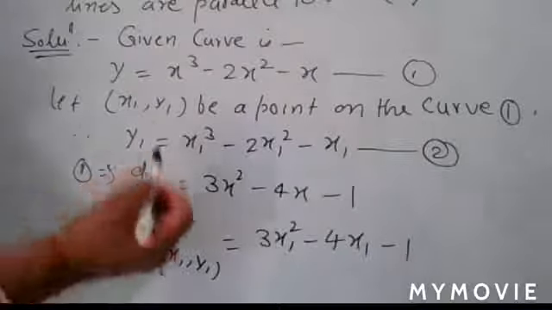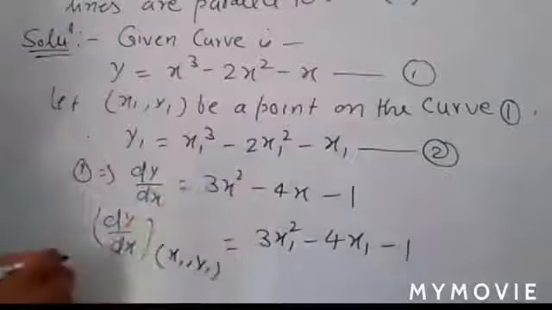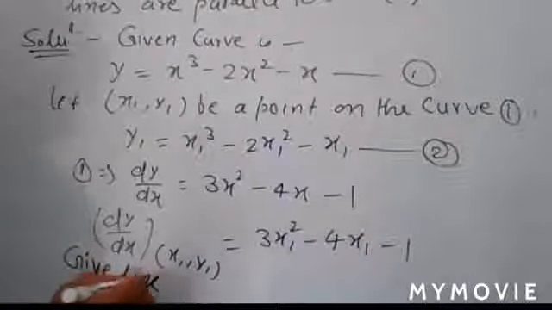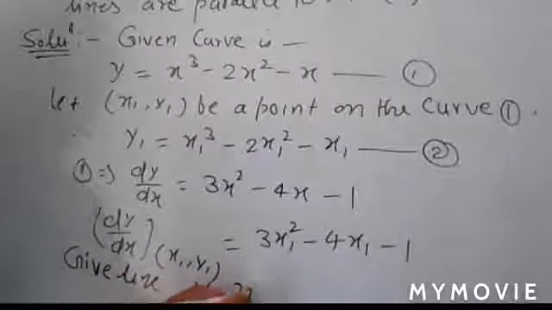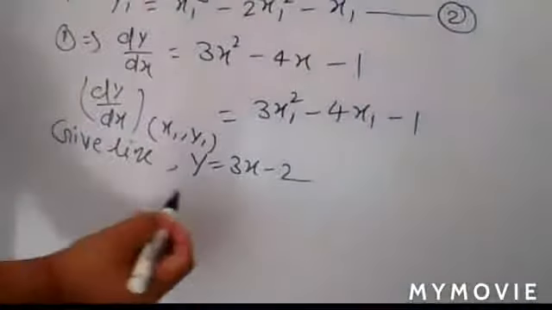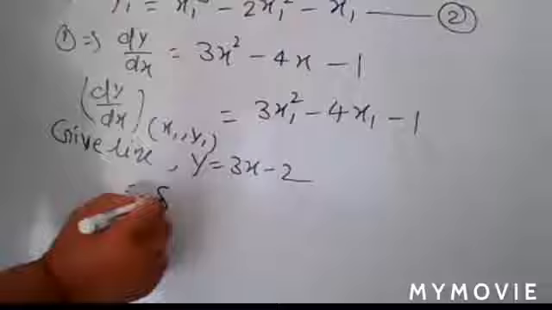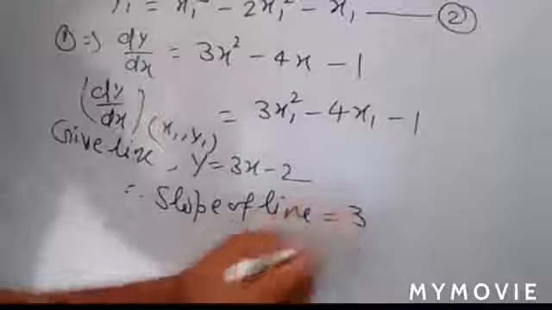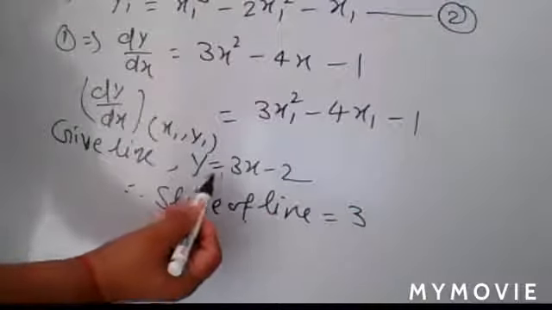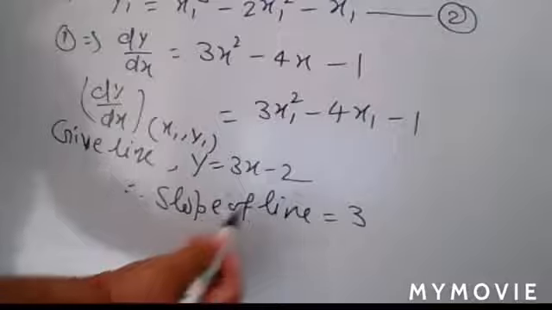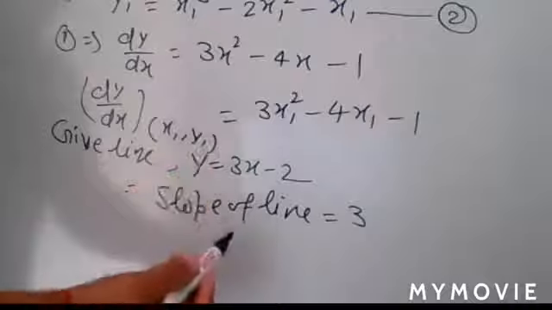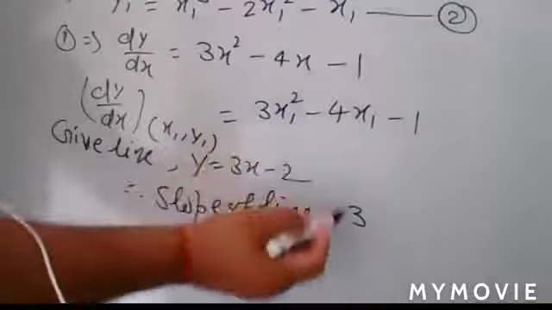And what is given? This is your given line. So you write the given line: y is equal to 3x minus 2. The slope of this line is 3, because this line is in the form y is equal to mx plus c. So you can say the slope of the line is equal to 3. Now what is given? The tangent is parallel to the line, so these two are equal.